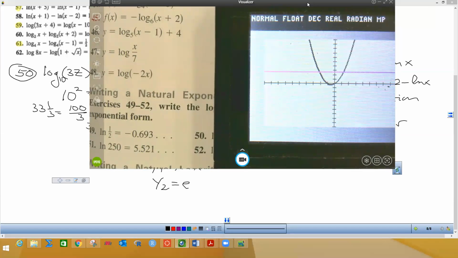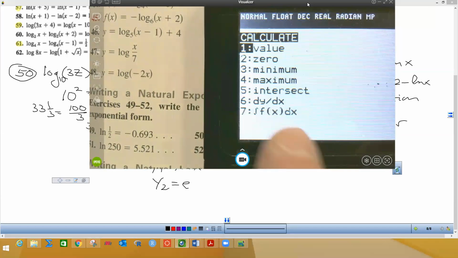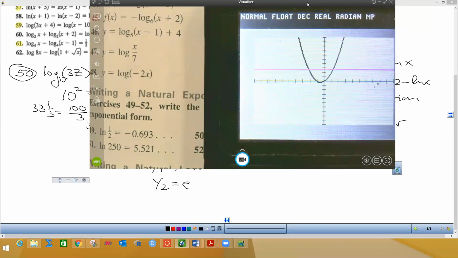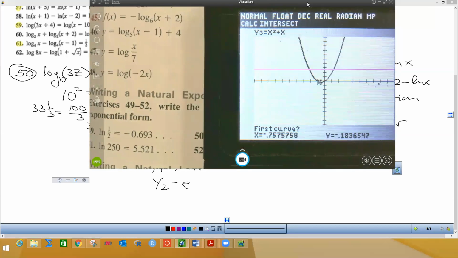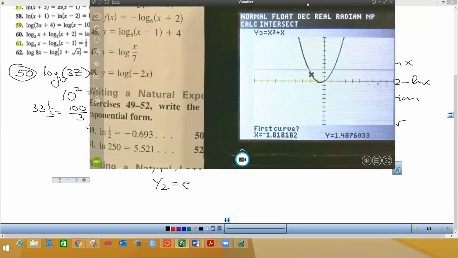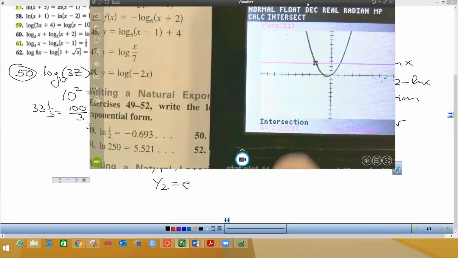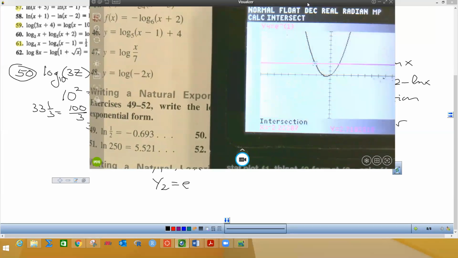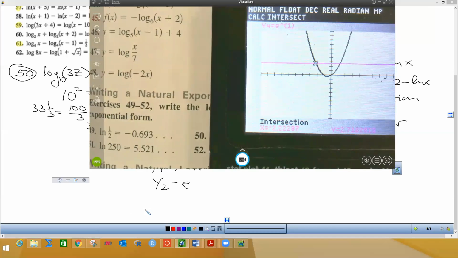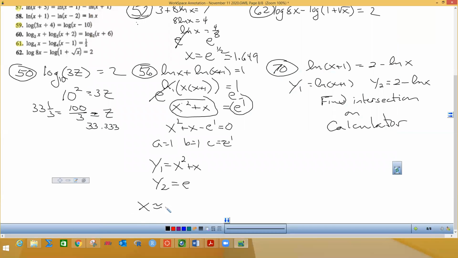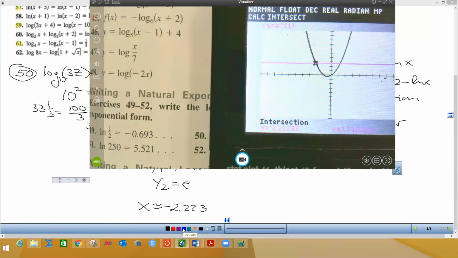So what I need to do is hit second calc, and I want number 5 that says intersect. And then I'm going to bring this over close to this one over here. So I'm going to hit enter, enter, enter. So right there's my first answer, negative 2.223. We're rounding to three decimal places. So my first answer for x is negative 2.223.